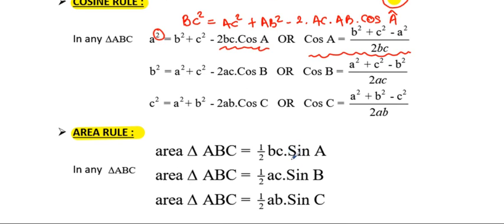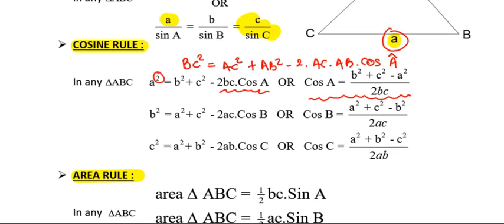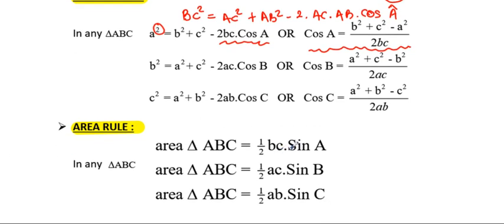Then the area rule helps us to find the areas of triangles, and we use the area rule if we know 2 sides and an included angle, similar to the cosine rule. However, let me give you an example. The area of triangle ABC using the same diagram is given by half times b times c times the sine of angle A, or half times AC times sine of angle B, or half AB times sine of angle C.